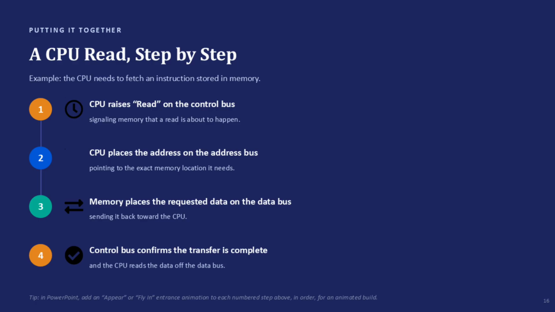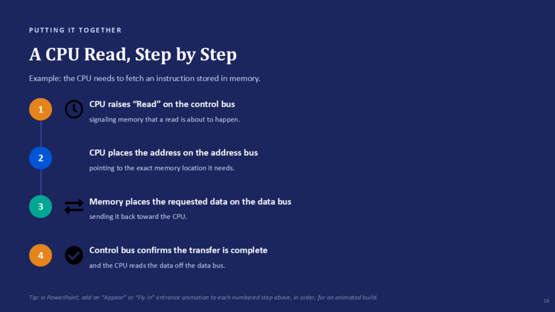Imagine you have opened a web browser. To display the browser on your screen, the CPU first needs to fetch the program instructions stored in memory. How does that happen? Let's go through it step by step. Step 1. The CPU issues a read command.